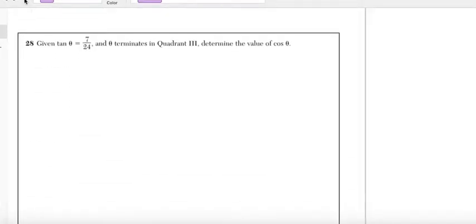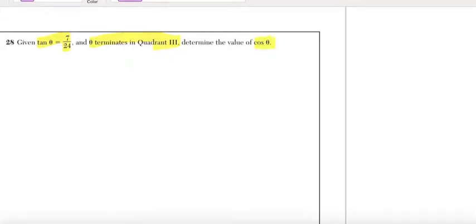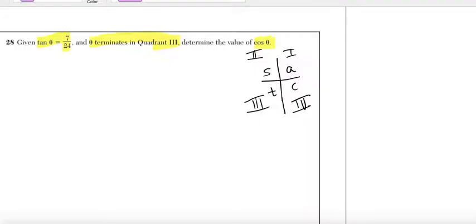Given tangent theta equals 7/24, and theta terminates in quadrant 3, determine cosine theta. Okay. Let's just work this out. First thing, we have our quadrants. Here's 1, 2, 3, 4. If you remember the acronym, All Students Take Calculus: we're in quadrant 3. All positive in quadrant 1. S, only sine positive in quadrant 2. T, only tangent positive in quadrant 3. So cosine theta will be negative in quadrant 3.